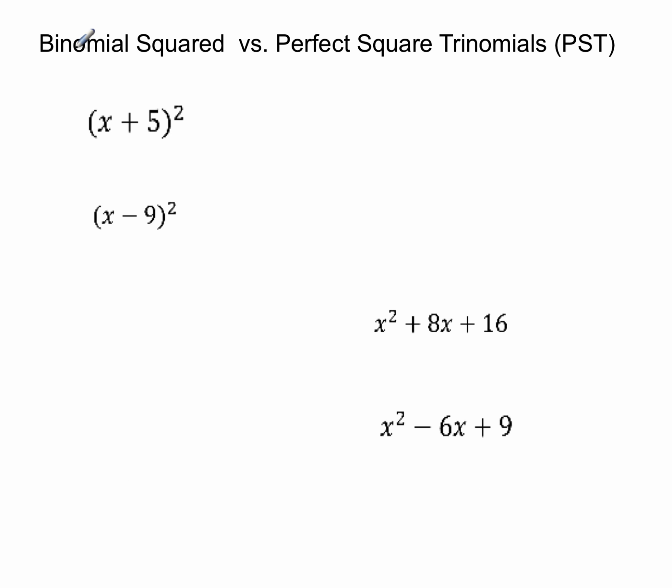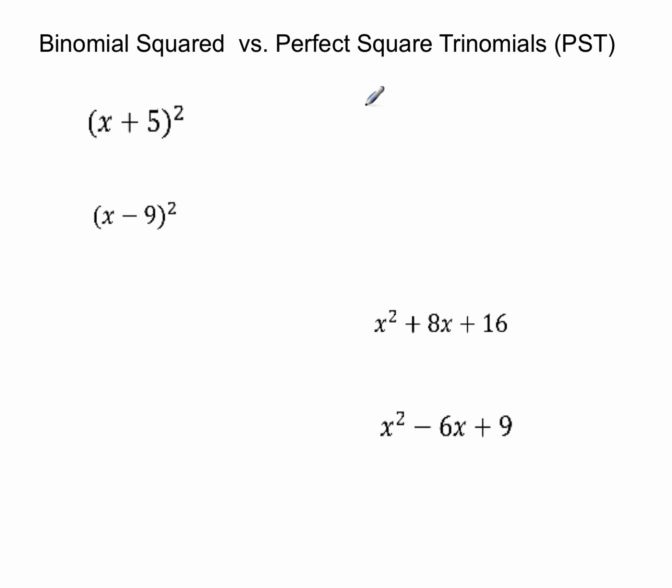Okay, another thing you need to know is a binomial squared. What does that mean when I say that? And what does it mean, a perfect square trinomial? Binomials squared are these: x plus 5, squared, and x minus 9, squared. Well, when I actually square these, I will get a perfect square trinomial, which are what these are. So let's take a look at it and see if we can see a pattern.